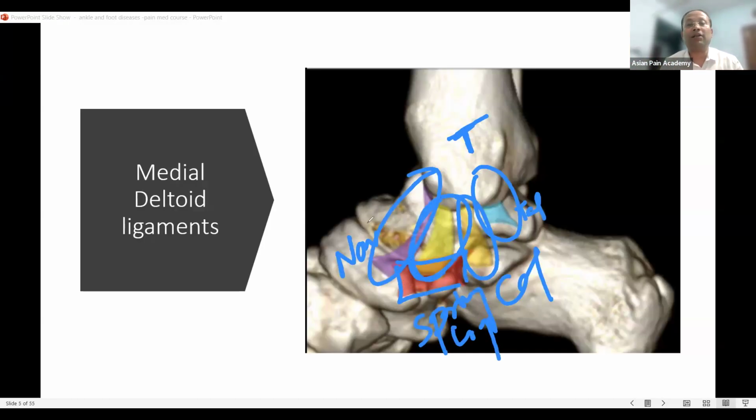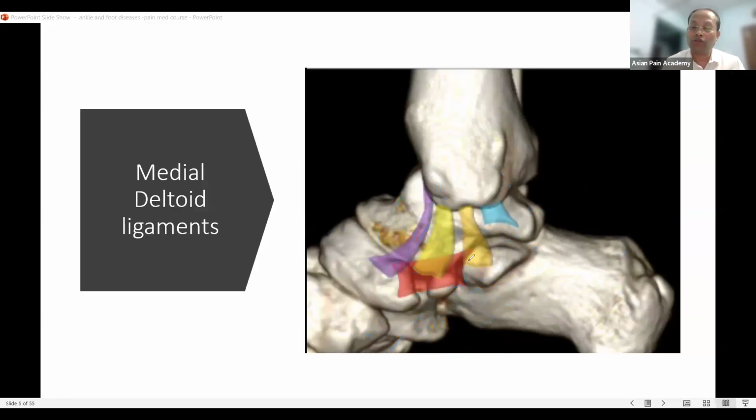So remember, on the deltoid side, medial ligaments have four slips. One is the tibiotalar ligament, one is the tibiocalcaneal ligament, one is the tibiospring ligament, and one is the tibionavicular ligament. Of course, the spring ligament is not a ligament of the medial side. This is of the foot. This is the inferior side of the ankle. So it is better to be called a foot ligament. Just understand this much.